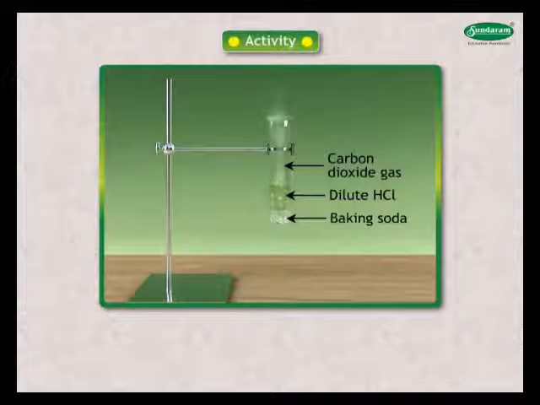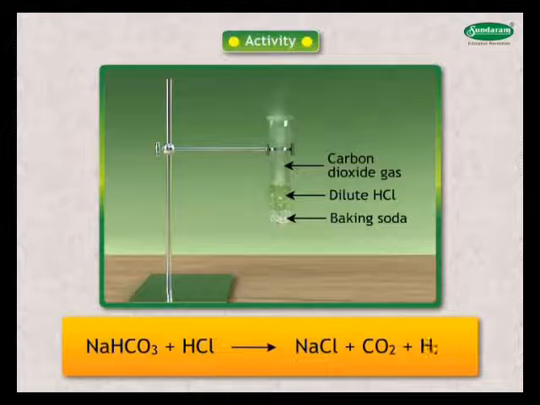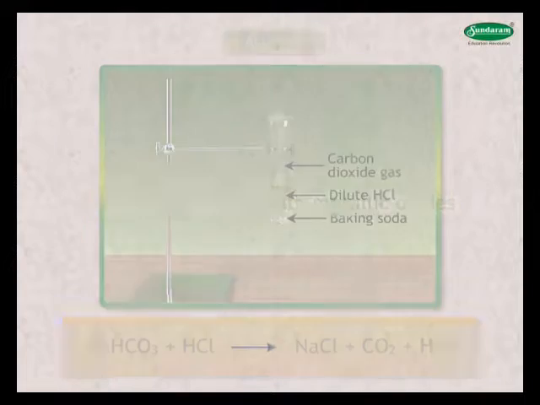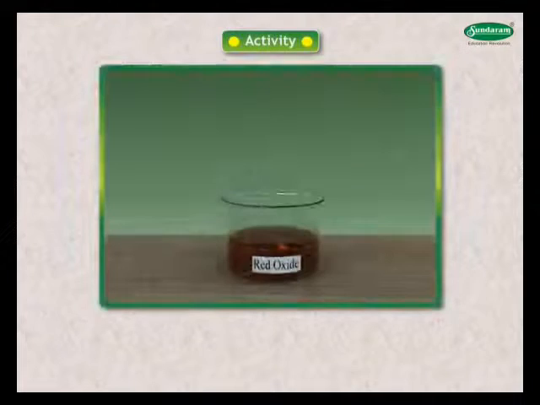Balanced equation is given as NaHCO3 plus HCl gives NaCl plus CO2 plus H2O. Now let us see how acids react with metallic oxides. Let us do this activity.